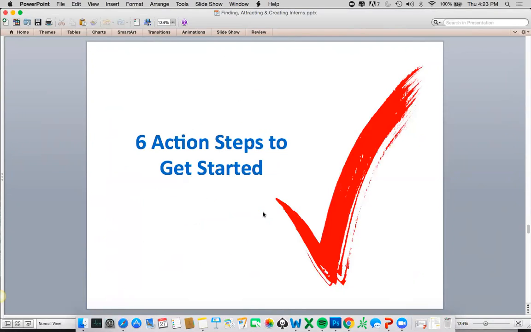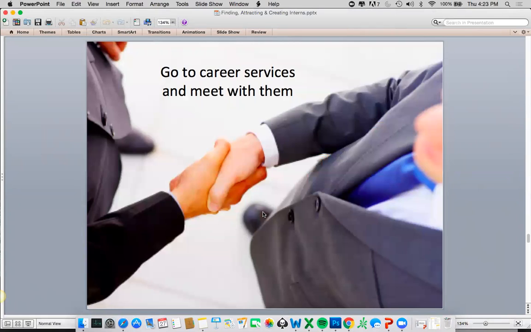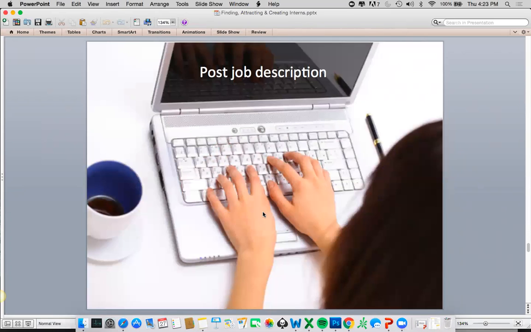Six action steps to get started. First thing you can do is go to Career Services and meet with them, let them know what you're trying to do. They're going to be thrilled that you're there. You can take that job description and post it right away. They usually have an internal, students-only portal where they post internships, where you can get better access to the students than just posting something on Craigslist. So make sure you post the job description. That's the second action step you can take.